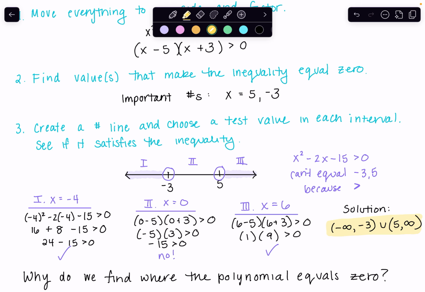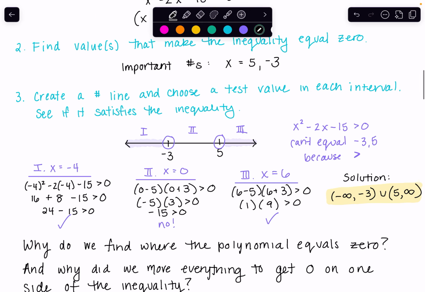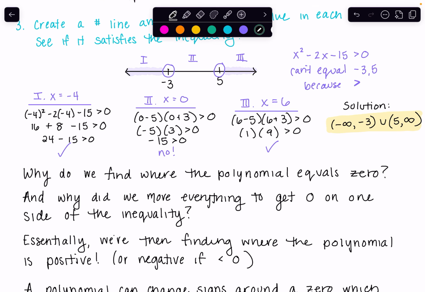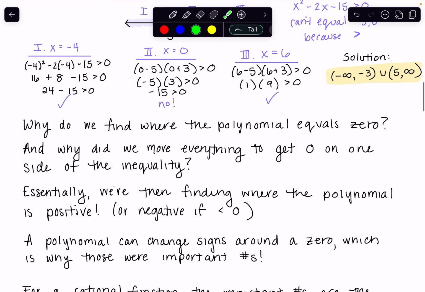So all your polynomial inequalities are going to work just like this. You're finding those key values equal to 0. So to just reiterate why we did that again, why did we move everything to get 0 on one side of the inequality? Why are we finding these key values where it equals 0? We are essentially finding where the polynomial is positive, or negative if your inequality is finding where it's less than 0. So a polynomial can only change signs around a 0, which is why they were the important numbers.